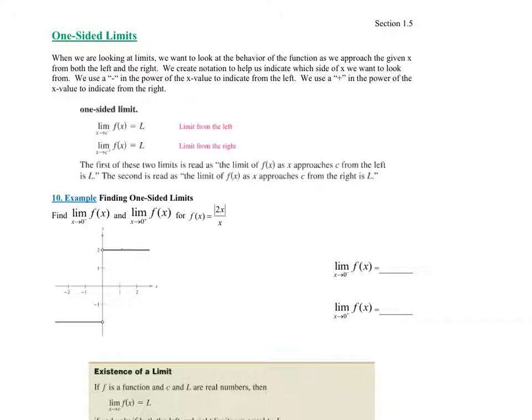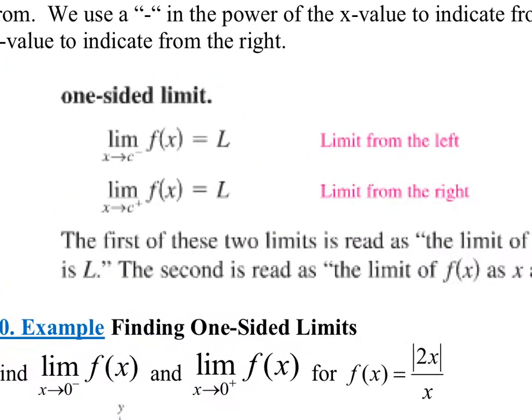So what we really want to do is concentrate on what's the limit from the left and what's the limit from the right. And those are called one-sided limits. So anytime I want to talk about a limit from the left, it's going to be the limit as x approaches some number, and then in the exponent area, they're going to put a little negative sign there. And that negative sign means you're coming from the left side of that number.